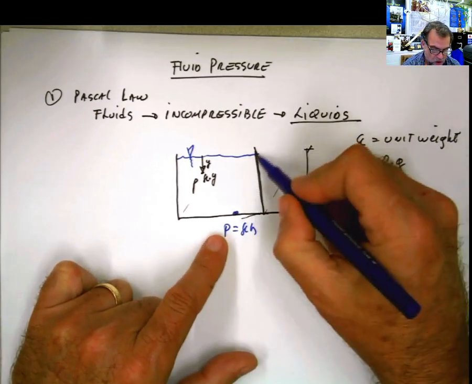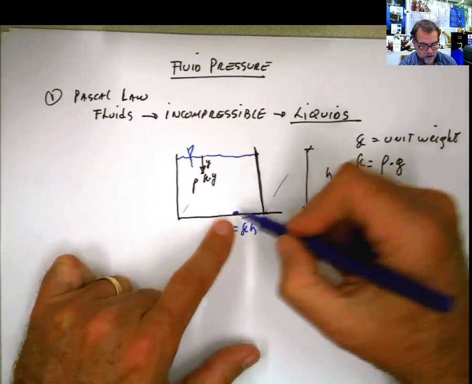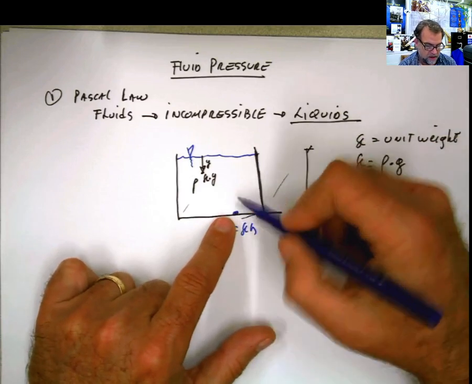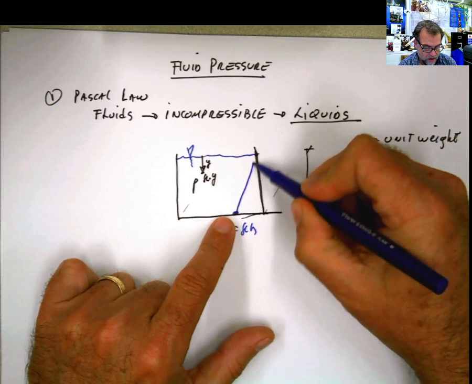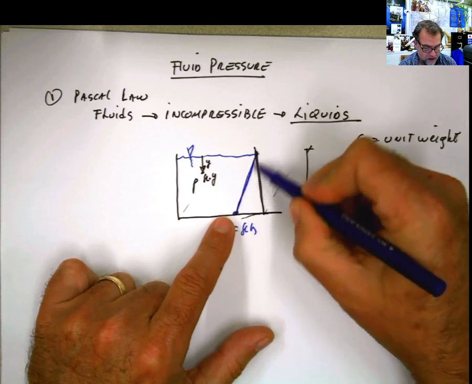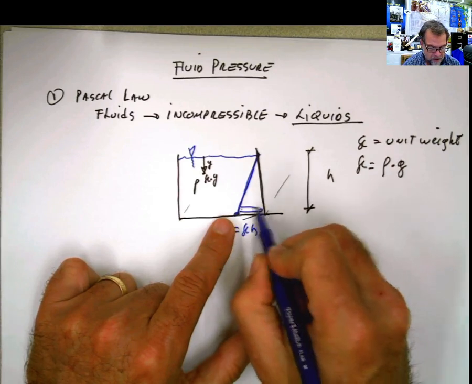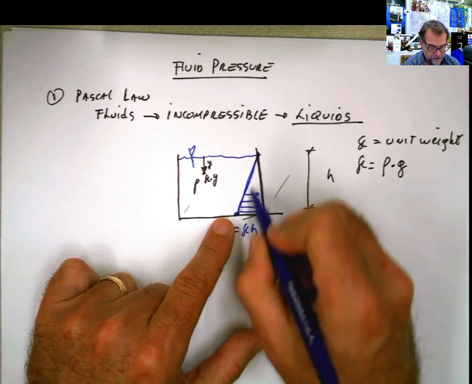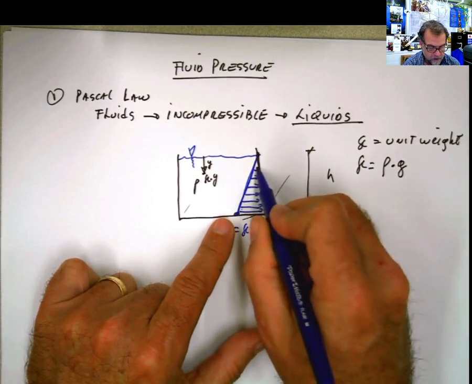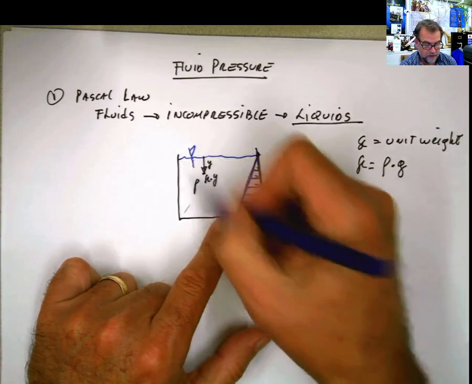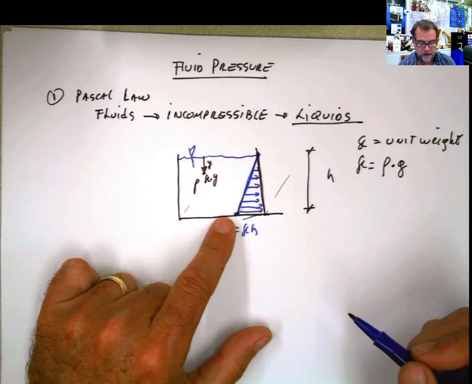And at the top, I know it's atmospheric pressure, but we are not considering atmospheric pressure here, and we consider it like 0. So the distribution for the pressure is linear, and it's going to be like that. And that pressure is going to be exerted everywhere in this direction. This is with the walls. Same thing happens on this other side of the tank.